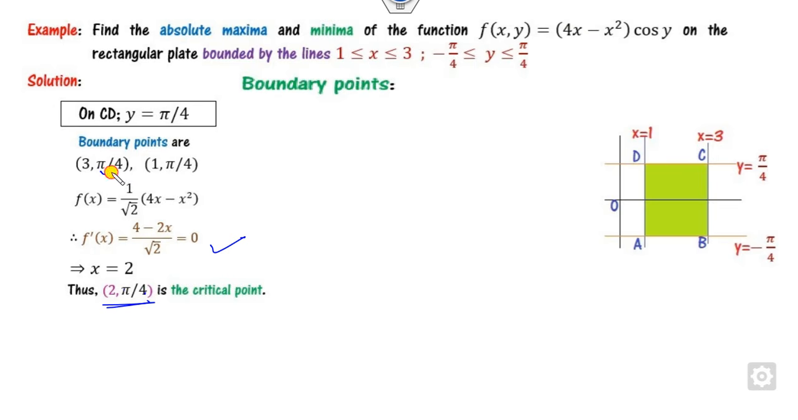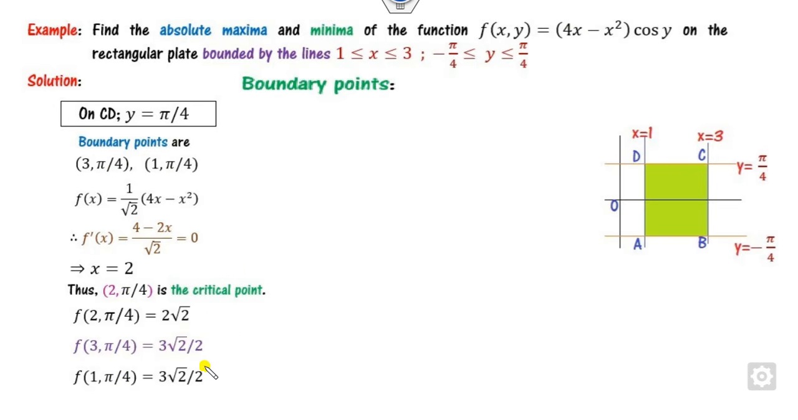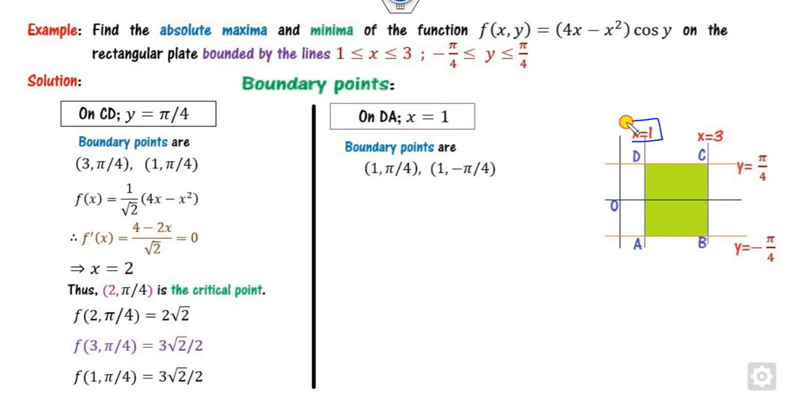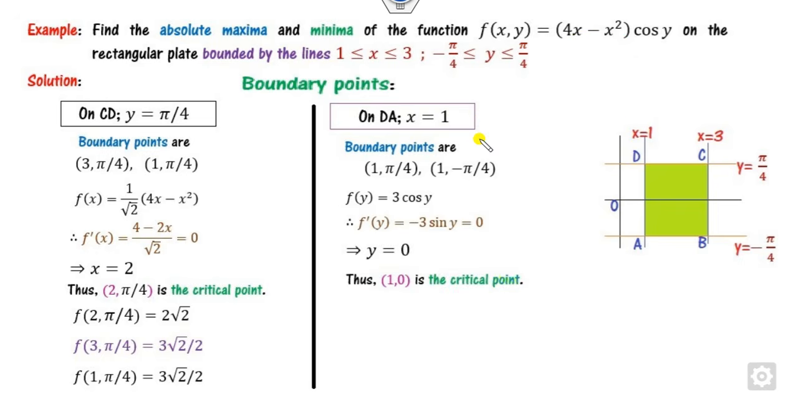Substitute this value, and here you can get the function's value at this. Look at the last line segment, that is DA. On this DA, x is equal to 1. Substitute x = 1 here. You can get the boundary points, critical point as (1, 0). So compute the function values at (1, 0), at (1, π/4), and at (1, −π/4).